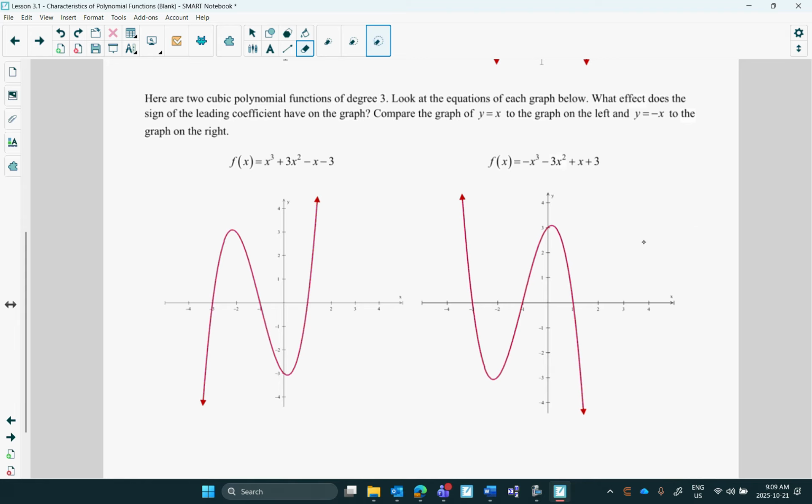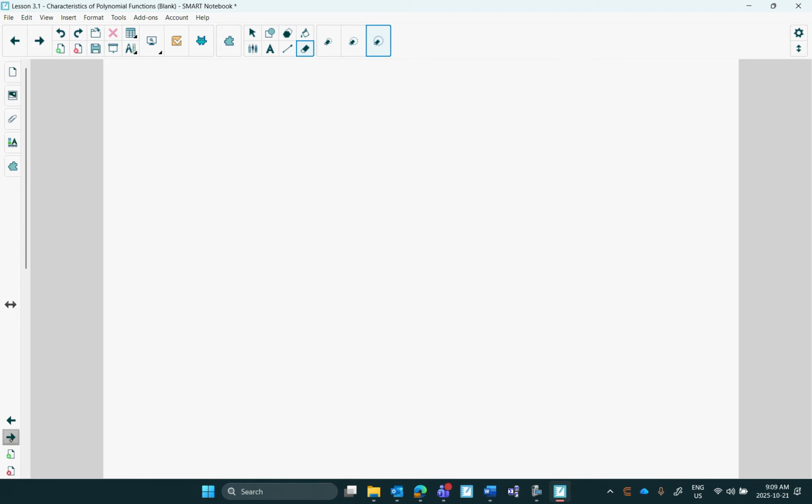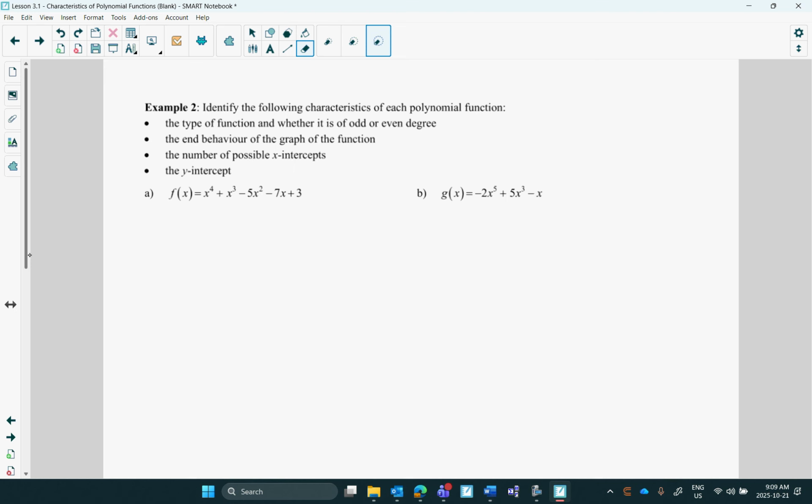So let's look at a couple of examples and what you could be asked. We've got two functions. You were asked to list the following: what kind of function it is, whether it's odd or even, the end behavior of what the graph would look like, how many possible x-intercepts it could have, you don't have to be precise, and what the y-intercept is.